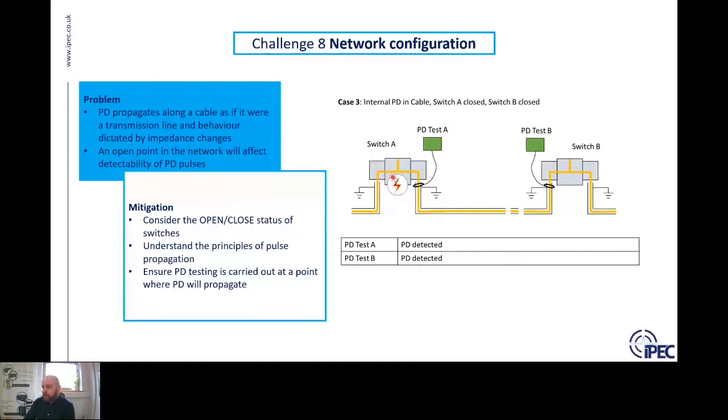to test point B. If the switch is open, again, because of that near infinite impedance, because of the open switch, this PD signal will perfectly reflect at this point and move away from our detection points. So therefore, we can't detect it at switch A anymore. We can't detect it at switch B.